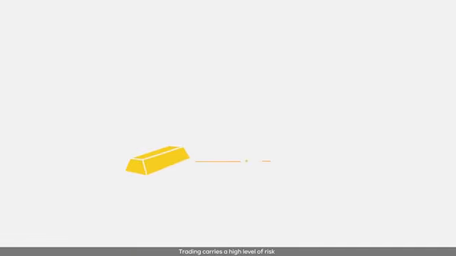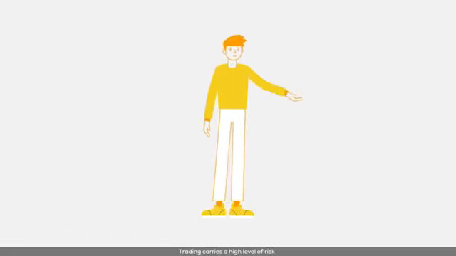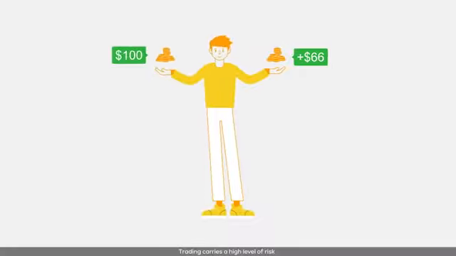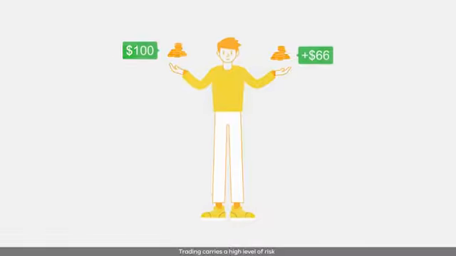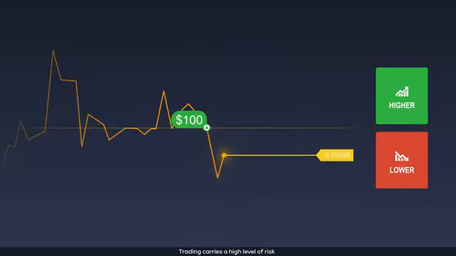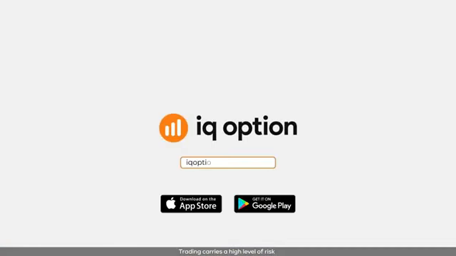Jimmy's prediction turned out to be correct, and the price of gold reached $1,300. In this case, Jimmy's trade resulted in a profit of $66. Plus his initial investment of $100 was returned to his account balance. In binary options trading, it doesn't matter how significantly the price changes. If the closing price is equal to the opening price, your initial investment in the deal will be returned to your account. Have a nice trading experience.